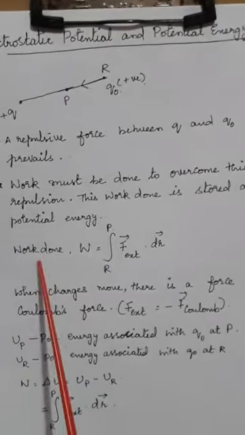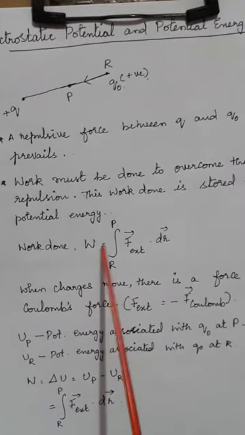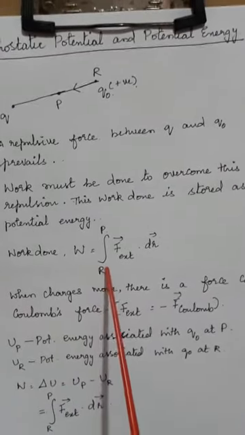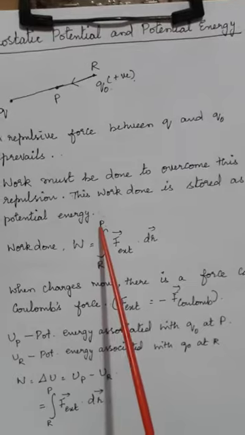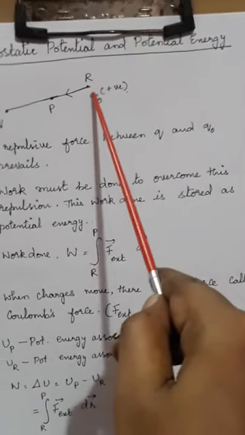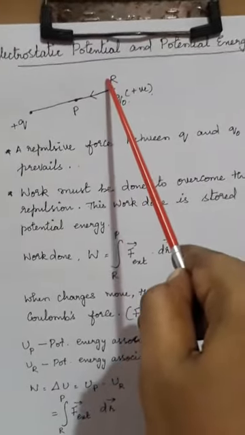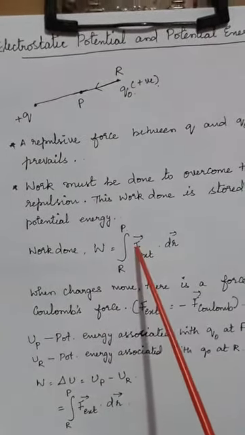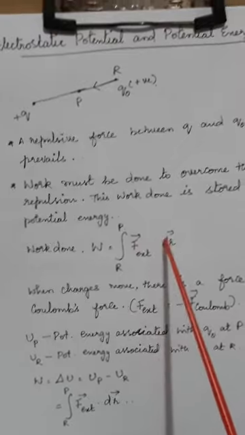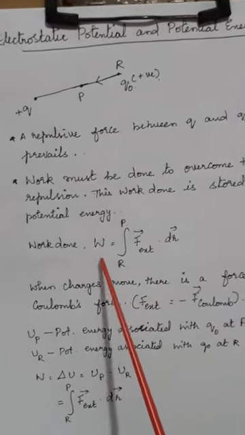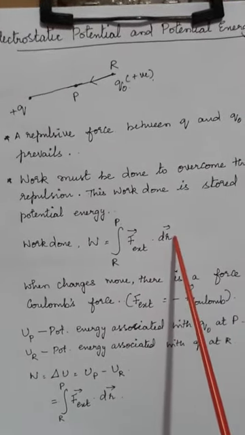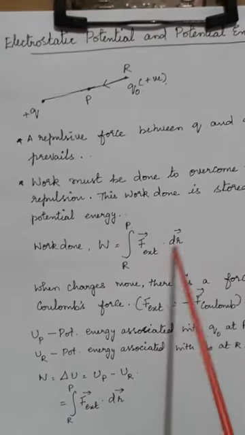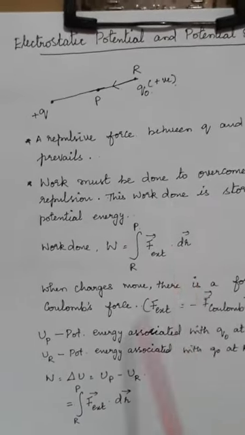So work done W will be equal to the integral from R to P. The meaning of R to P is when the charge Q naught is going to move from the point R to the point P. Okay. So F external dot dr. We always know that work done is nothing but force into displacement, force into the displacement vector, which is this dr vector.